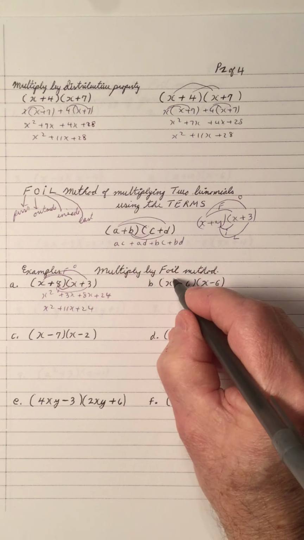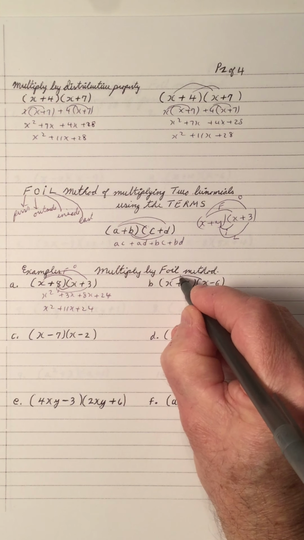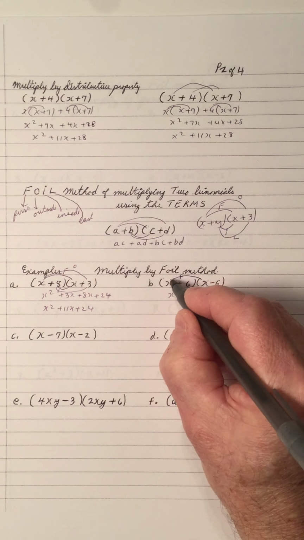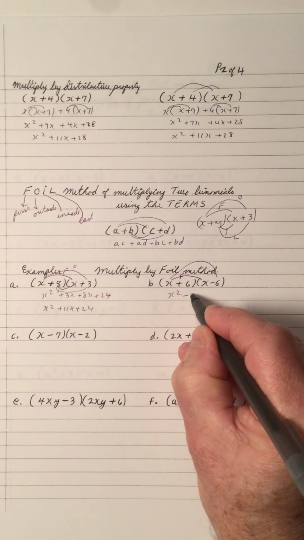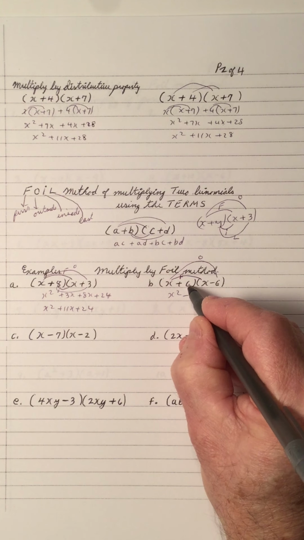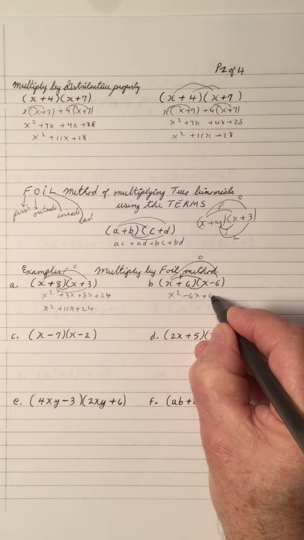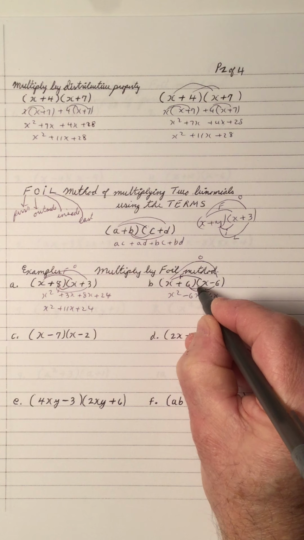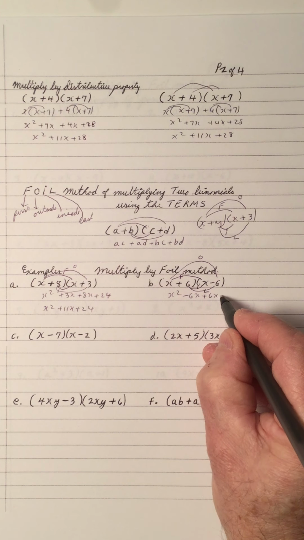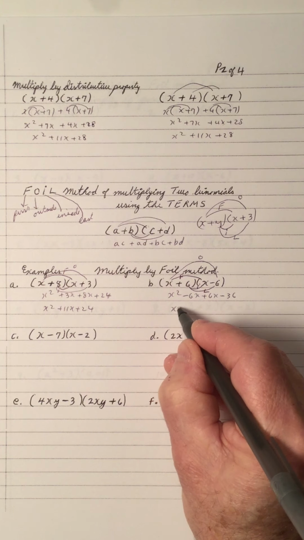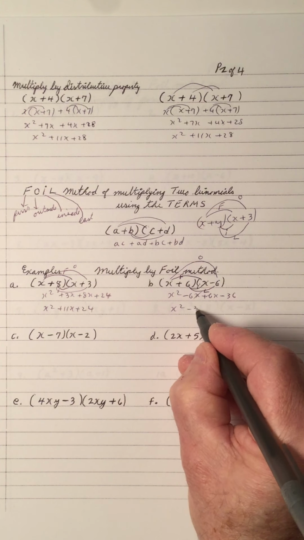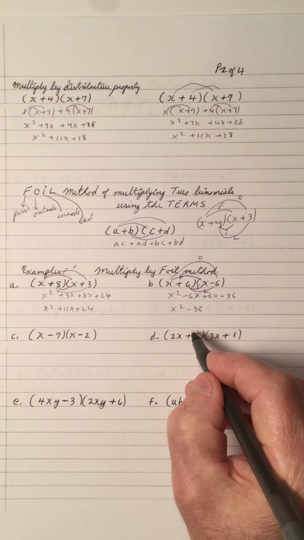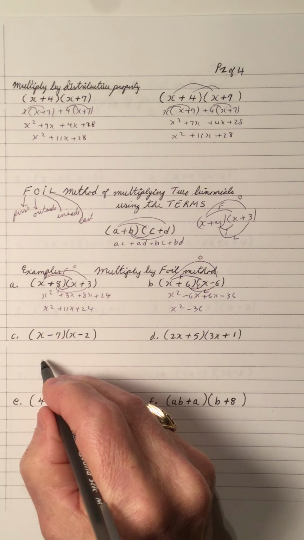And again, the first terms: x times x is x squared. Outside, negative 6x. Inside, plus 6x. Last, negative 36. Add, it gives you 0, so that's negative 6x and 6x. And negative 36. Here we go again.